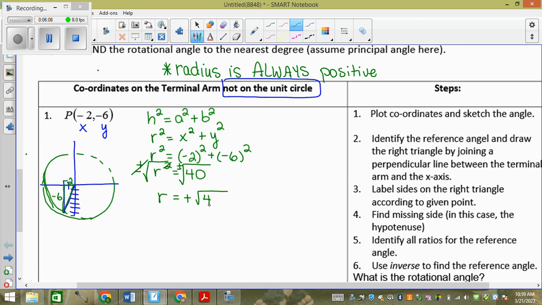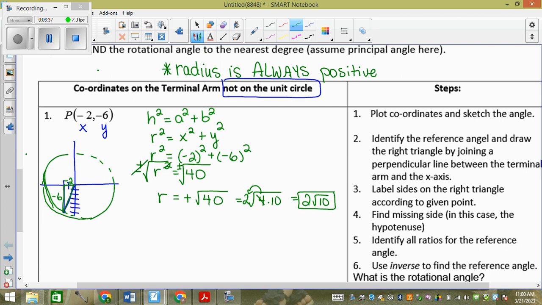Can I break down root 40? Yes, to what? To 2 root 10, because it breaks down into 4 times 10, and the 4 comes out as a 2. Root 10. Those are 2 big skills from grade 10 needed to even start this question, to even attempt the grade 12 question. Okay?